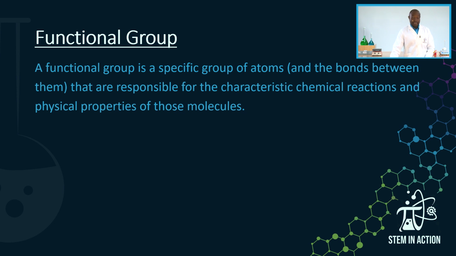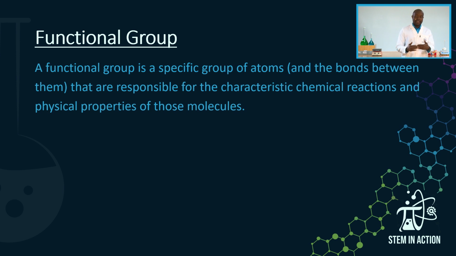We are going into some definitions. The first definition we are going to look at is functional group. So a functional group is a specific group of atoms and the bonds between them that are responsible for the characteristic chemical reactions and physical properties of those molecules.